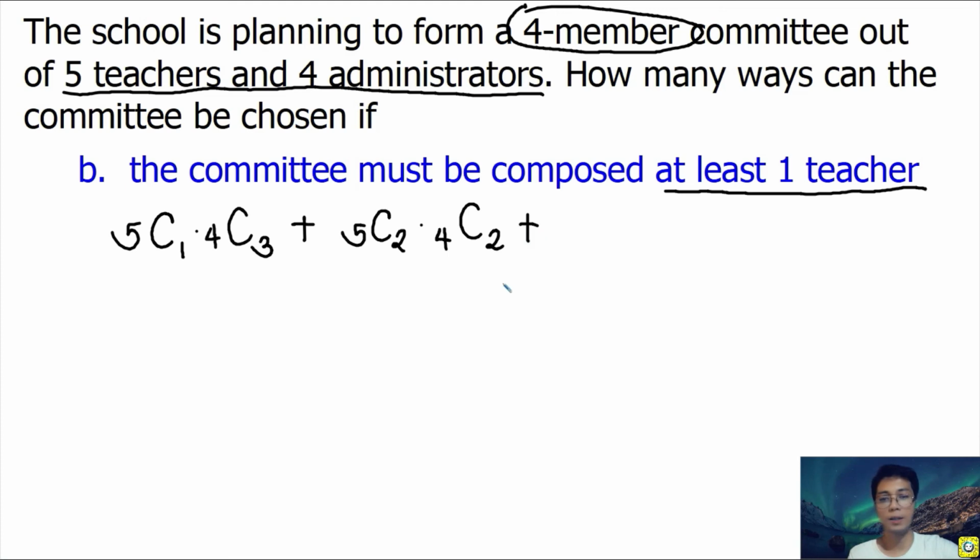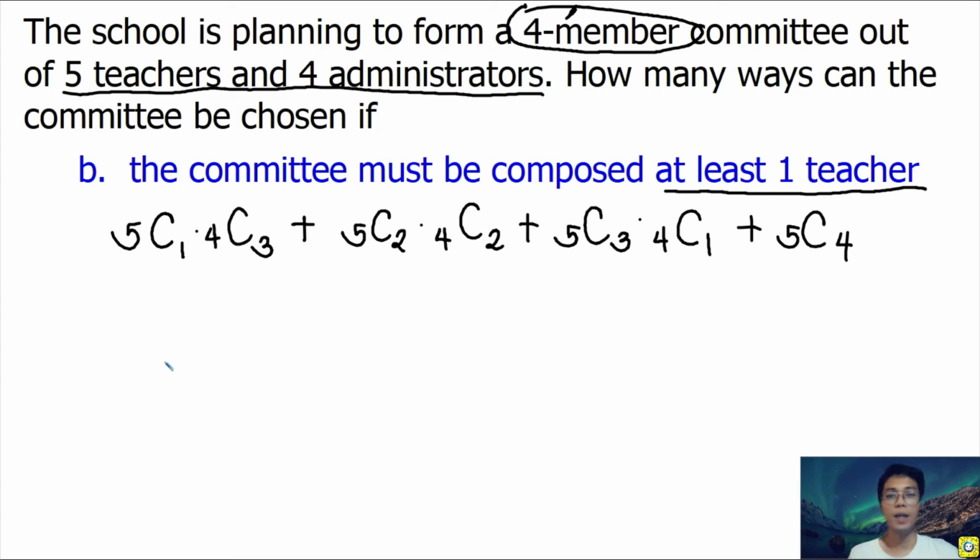Okay? So, plus. At least ibig sabihin, 1 pataas. So, plus 5 chosen, dito po, 3 naman ang kukunin. 3 teachers. So, kung 3 teachers na ang kinuha mo dito, ilan na lang yung matitira para kay admin? Dahil 4-member committee dapat ang total, 1 na lang yung matitira kay admin. Plus, yung huli natin, syempre, dapat 4 teachers yung makukuha natin. So, that's equal to 5 chosen 4. Wala ka naman ng kukunin dito kasi hanggang 4 lang. So, stop ka na kay 5 chosen 4.